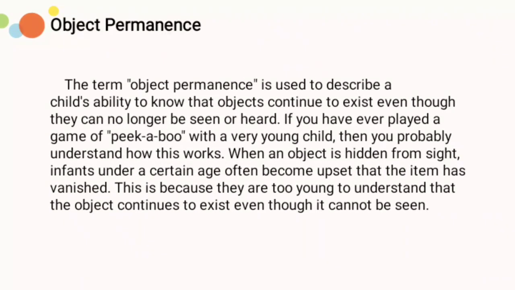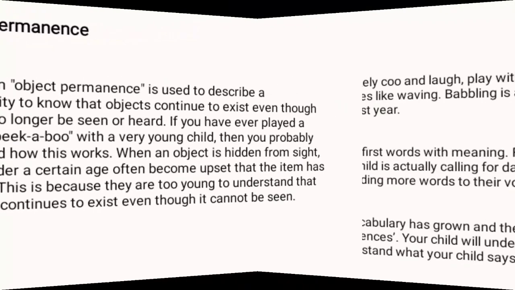Another is object permanence. The term object permanence is used to describe a child's ability to know that objects continue to exist even though they can no longer be seen or heard. If you have ever played a game of peekaboo with a very young child, then you probably understand how this works. When an object is hidden from sight, infants under a certain age often become upset that the item has vanished. This is because they are too young to understand that the object continues to exist even though it cannot be seen.